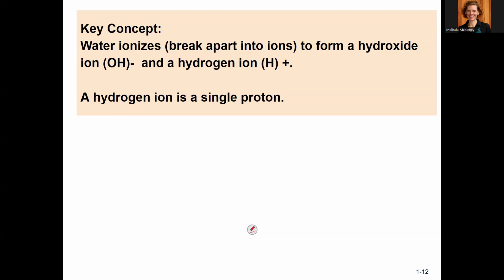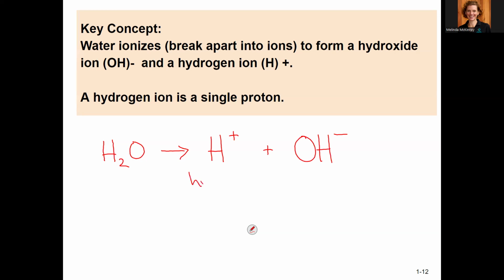In this Bio 181 video in chapter 2, we start with the key concept. Water ionizes, or breaks apart into ions, to form a hydroxide ion and a hydrogen ion. And we want to remember that a hydrogen ion is just a single proton. So you've got water, which is H2O. It breaks apart into a hydrogen ion and a hydroxide ion.